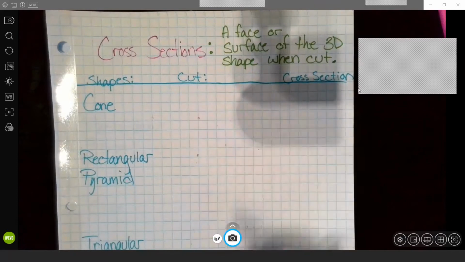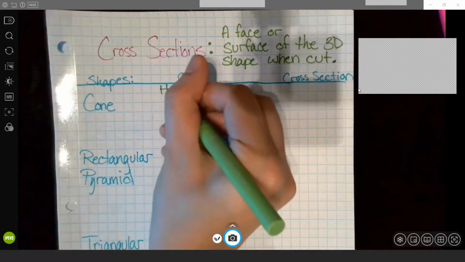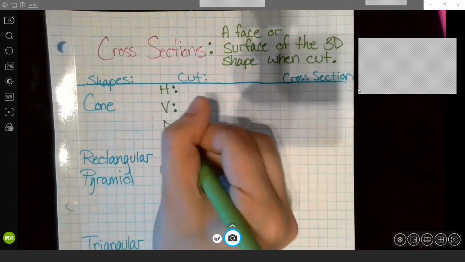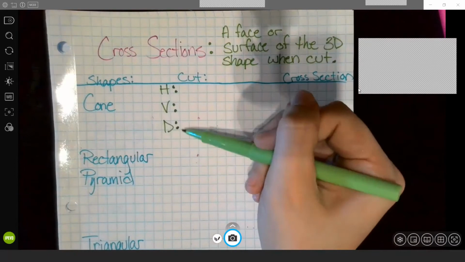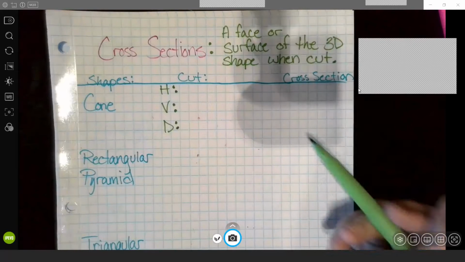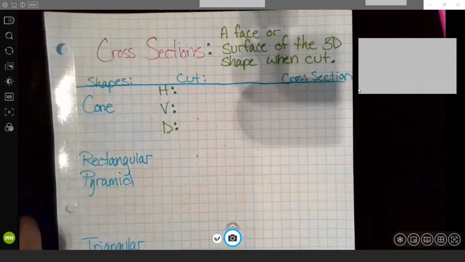So we're going to be looking at horizontal cuts, vertical cuts, and diagonal cuts. Because we can slice through images in 3 different ways, and how we cut through that 3D image affects the cross section that we get out of it. So we're starting with a cone, and we're looking at the horizontal cut first.